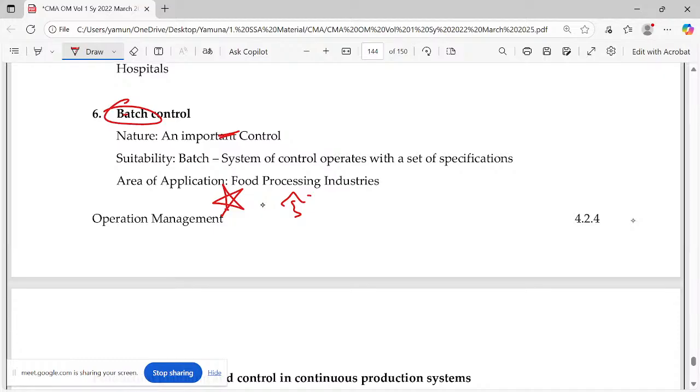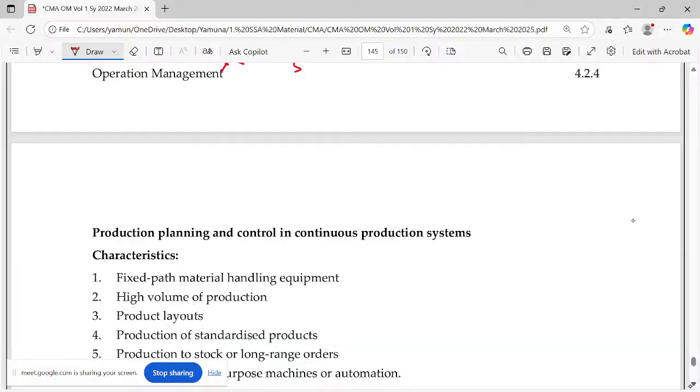Batch coding will be there. That batch is very much important. It is helpful in food and processing industries.